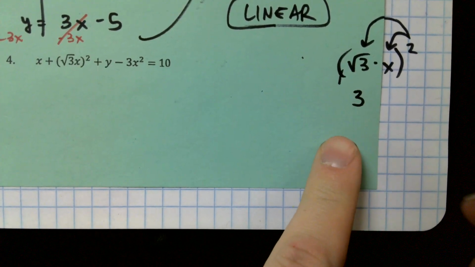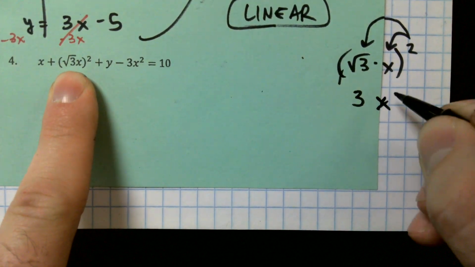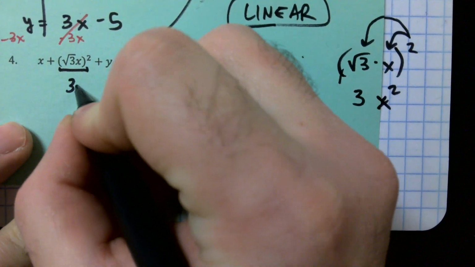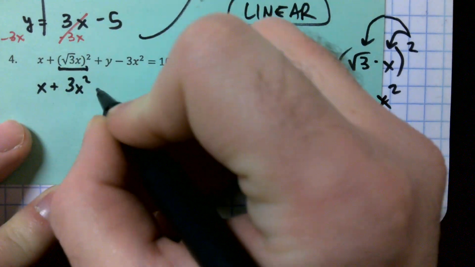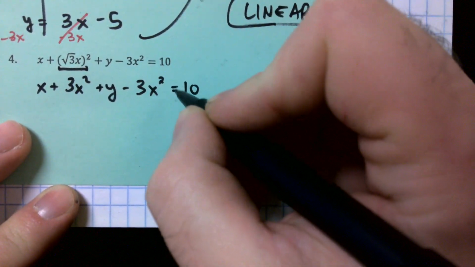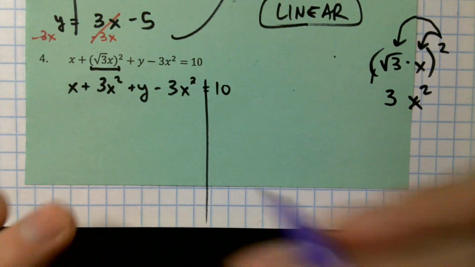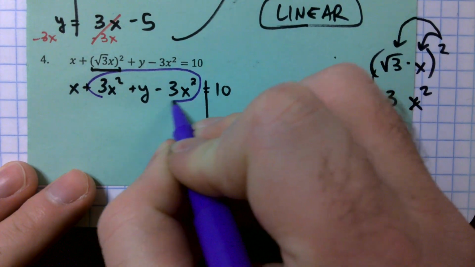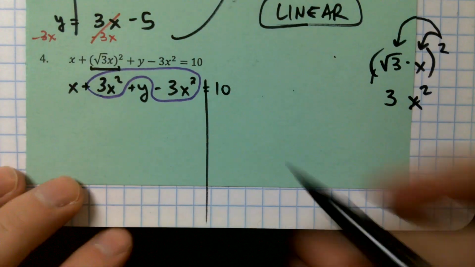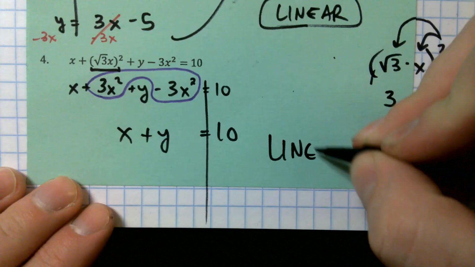Now, we have to be careful, because x is not under the square root. So x still needs that little exponent on top. So this right here turns into just 3x squared. No 6s, no 9s, nothing like that. Can I combine anything here on the left? Yeah, the 3x squared, and you could combine the 3x squared, and it cancels it out. Okay, you guys still with me? So I'm left with x plus y equals 10. Is that standard form? Yes, so this is linear.